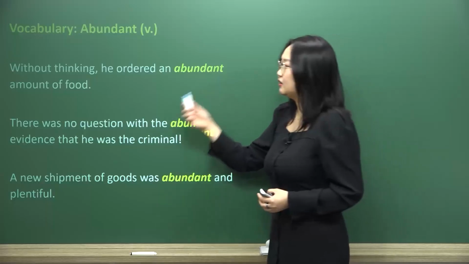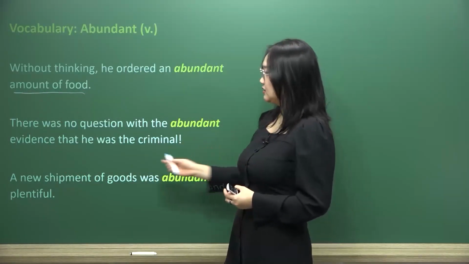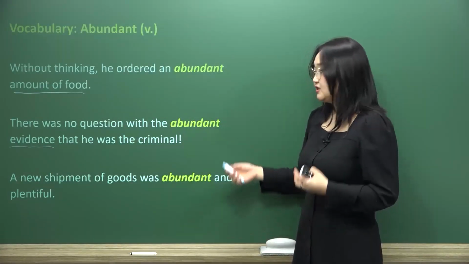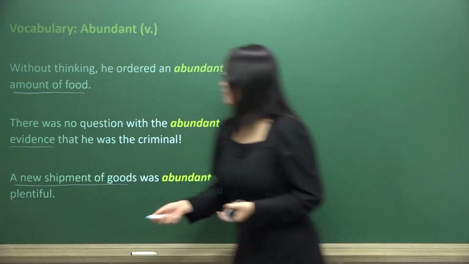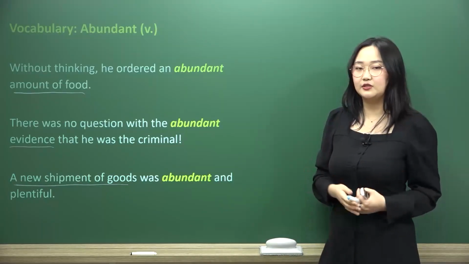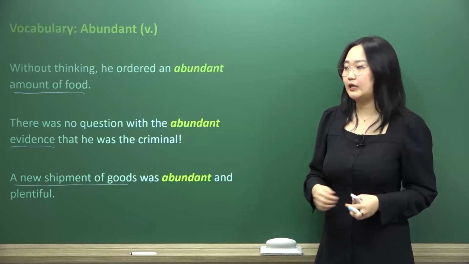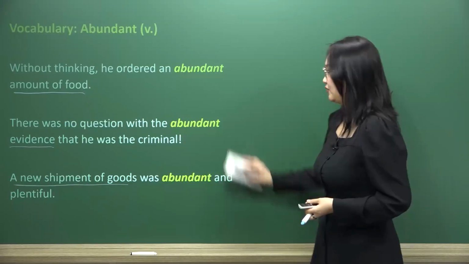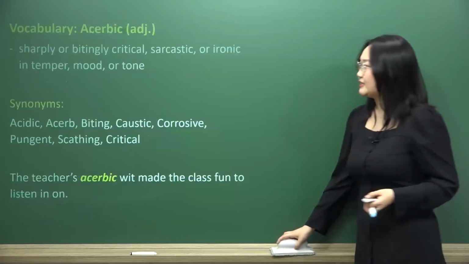So abundant here, talking about the amount of food. Then we have the word abundant here, talking about evidence for a crime. And then abundant something, what is that something? A shipment of goods. And so as we can see, this is what we are describing in this situation. Just make sure that when you're using this word that you know exactly what it is that you're describing, because sometimes it does move back and forth. That's just a little bit of a grammar thing. And with that, let's go on to our next word, because this one's quite easy.